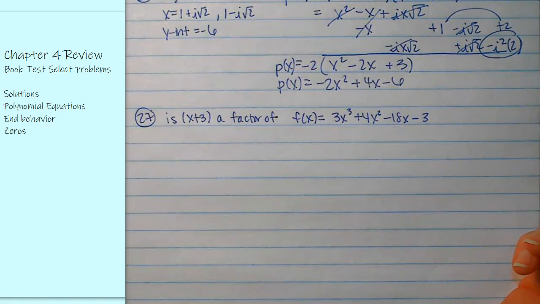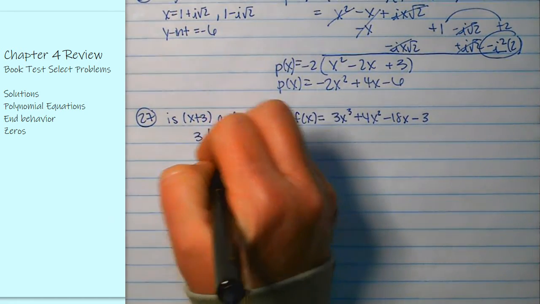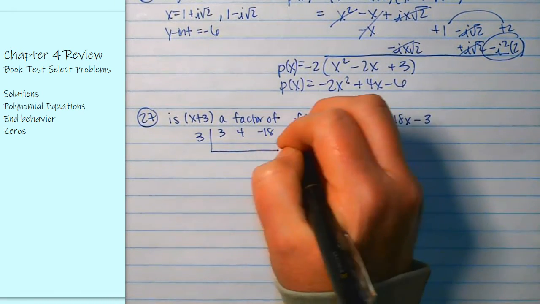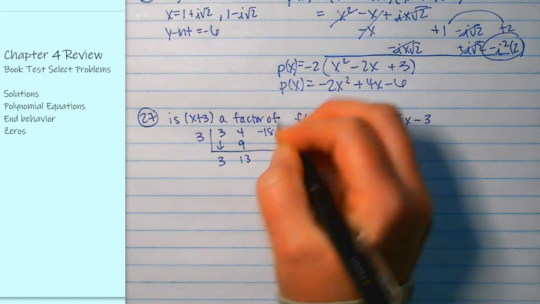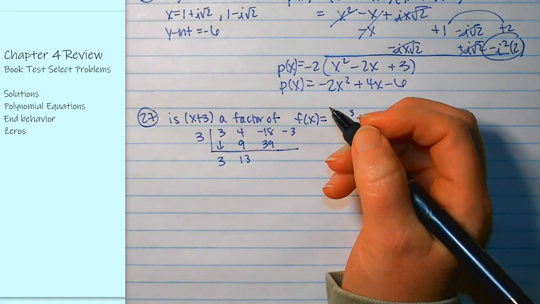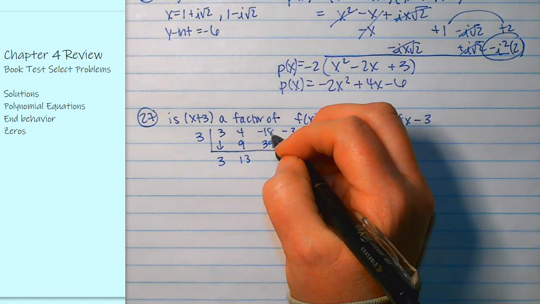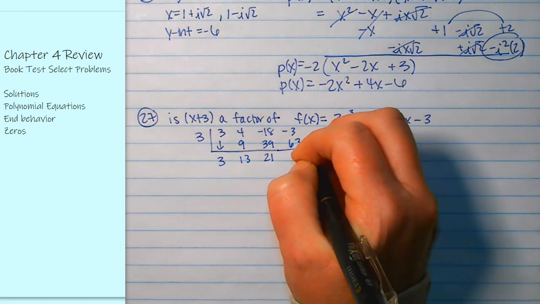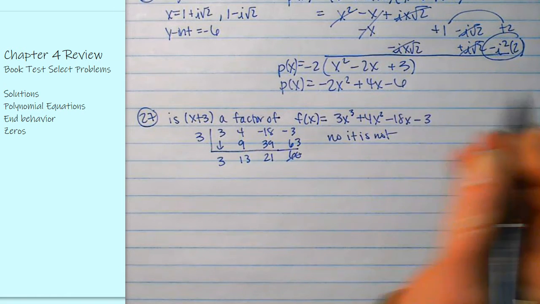For 27, is x plus 3 a factor of this polynomial? They asked for synthetic division, so here it is. 3, 4, negative 18, and negative 3. Start with 3, that makes 9. 13 makes 39. And then this makes 36, those were 2, so that's going to be 21. And that'll be 63. So no, definitely not. No, it is not. We didn't get 0 there.